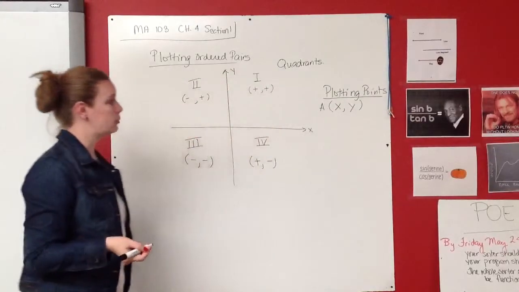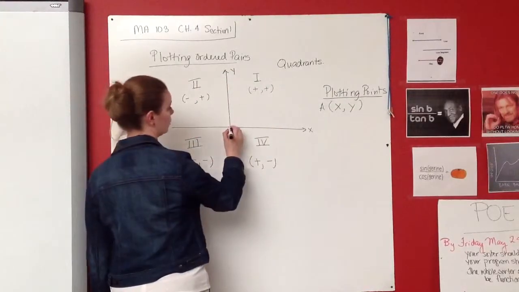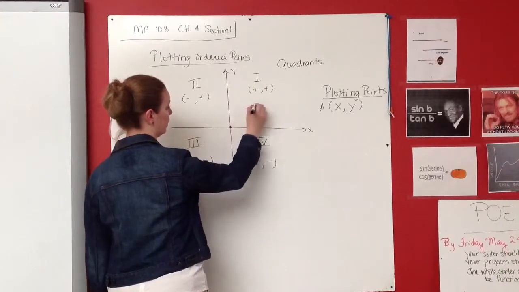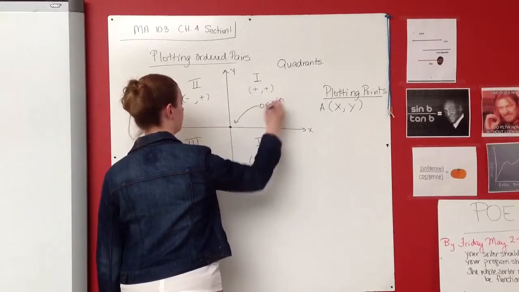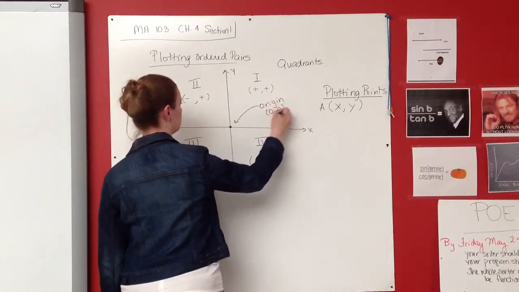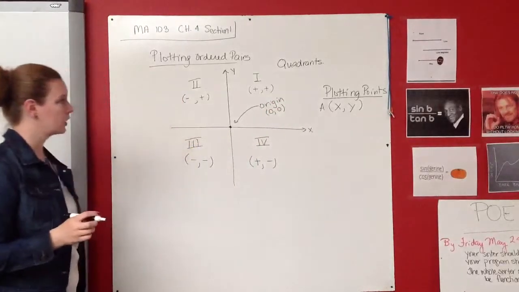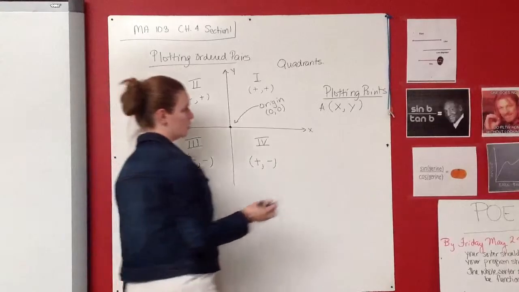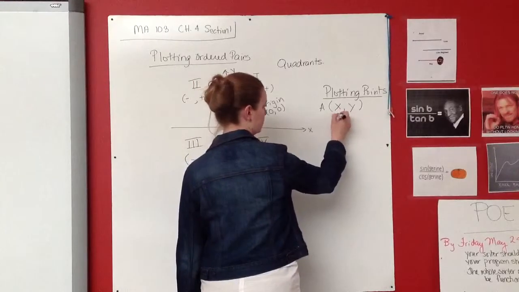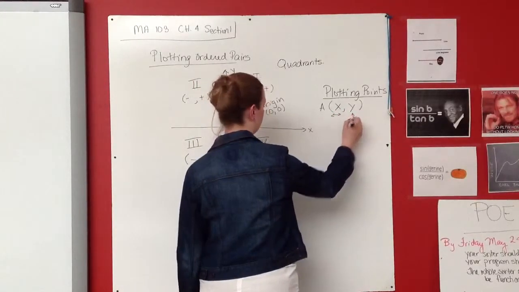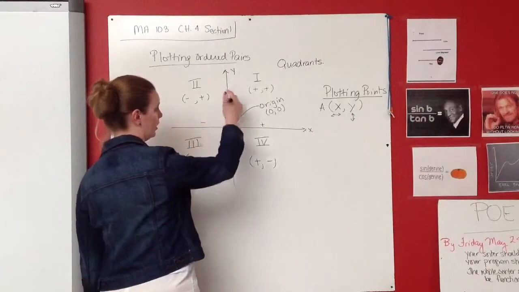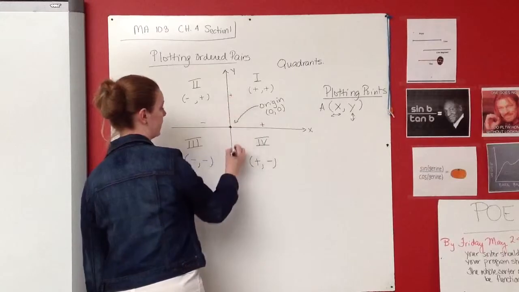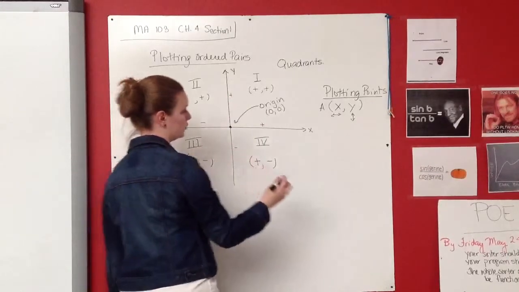Now, when you go about plotting points, you always begin at the origin. So this point right here, where the axes intersect, is called the origin. And the coordinates of the origin are 0, 0. Okay? Now, you always go left or right first, and then you go up or down. To the right, your x's are positive. To the left, they're negative. Up, in terms of the y, is positive. Down is negative.